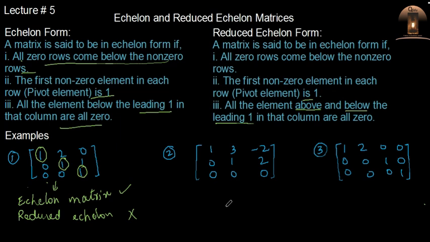Now let us try out the second one. The first condition is to identify whether there is any zero row, which should be below the non-zero rows. We see that there is a zero row which appears below the non-zero rows. That is fine. Now we move to the second condition, that the first non-zero element in each row is 1. The first non-zero element in the first row is 1, and in the second row that is also 1, and below each leading one we must have 0 for an echelon matrix. Below this one we have 0, and below this one we have 0. So this means that this is an echelon matrix.